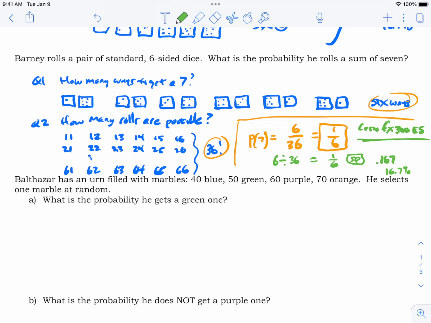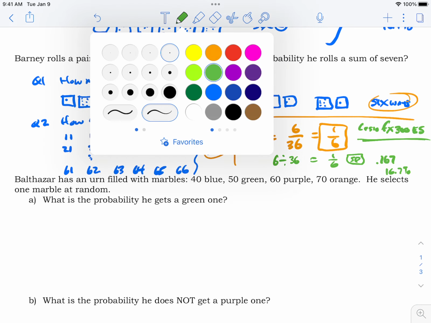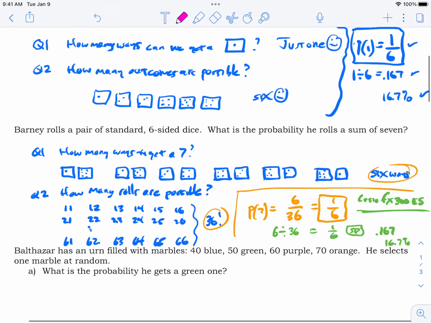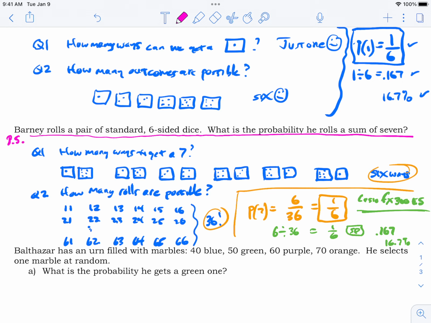Okay, now actually, before we leave this example, this is worth pointing out. P.S. I'm going to ask you, what is wrong with this picture? Let's say we were starting fresh on this problem. We said, oh, Barney rolls a pair of standard six-sided dice. That's cool. He's going to roll a 7. What's the chance he rolls a 7? Let's figure it out.